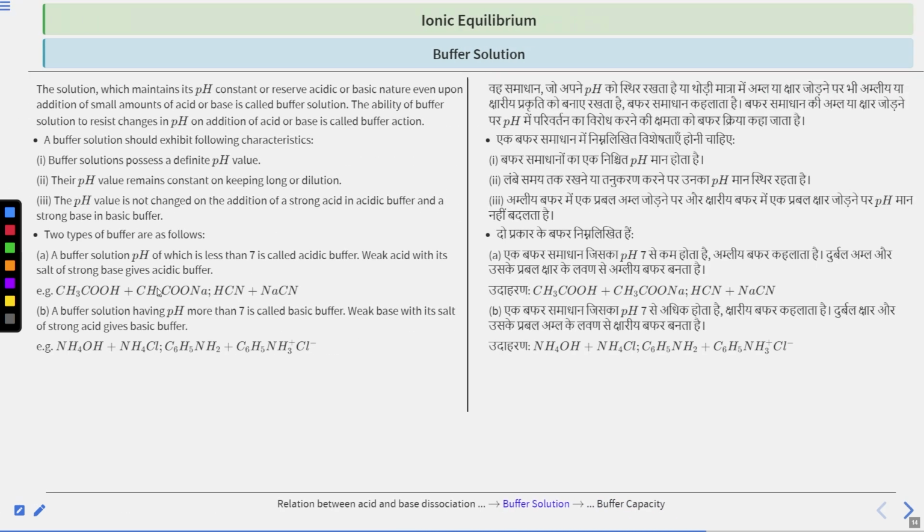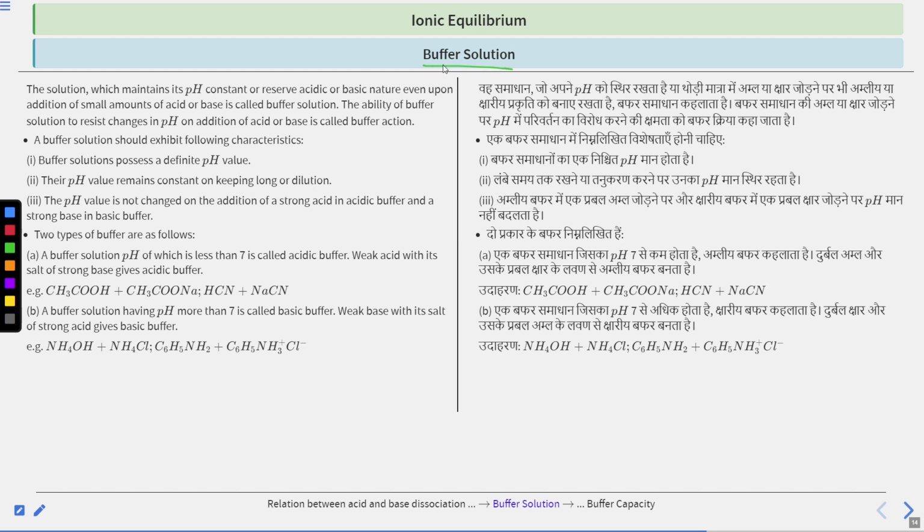So let's see about the buffer solution. What is a buffer solution? The solution which maintains its pH constant, or resists change in acidic or basic nature, even upon addition of small amounts of acid or base is called a buffer solution. In easy language, you can say that a solution in which both acid and base are present, but still its pH remains constant even if we add a small amount of acid or base, is known as a buffer solution.